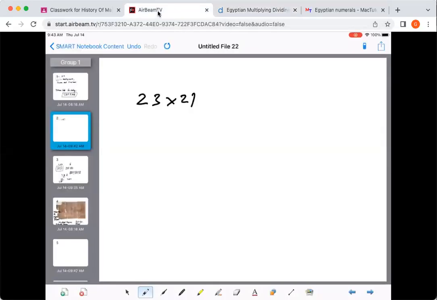Now, one thing that's funny about their multiplication is that 23 times 21 is subtly different in their mind than 21 times 23.